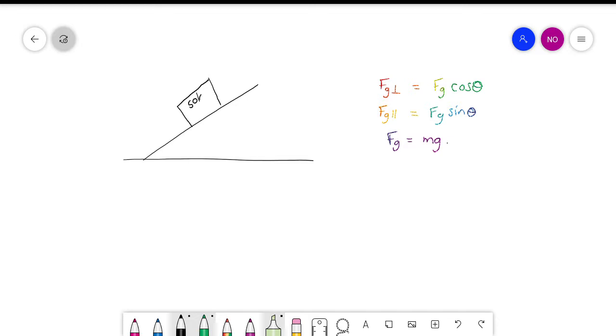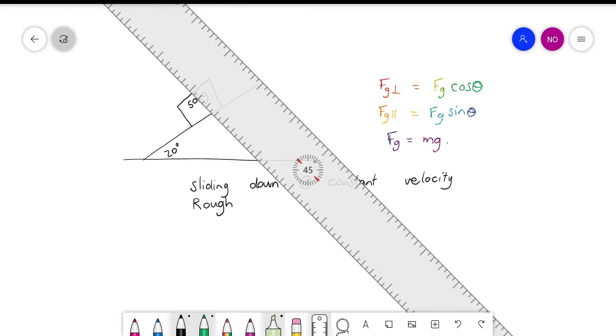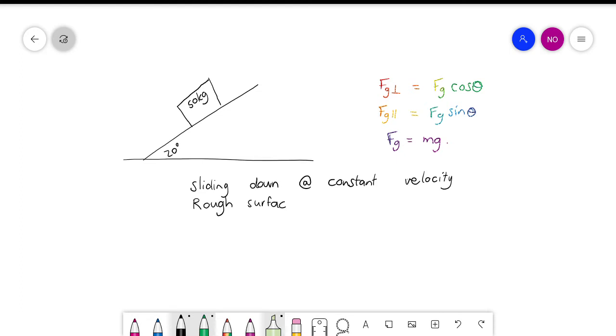Okay, so, if we have a block on an incline, 50 kilograms, and it is sliding down teen 'n konstante snelheid. En hulle sê vir ons uit 'n grofwe oppervlakte. Okay. What does the rough surface mean? Yes, friction, okay? As hierdie boks afgly, in watter rigting gaan wrywing wees? Soontoe, né? Always opposite direction of motion.